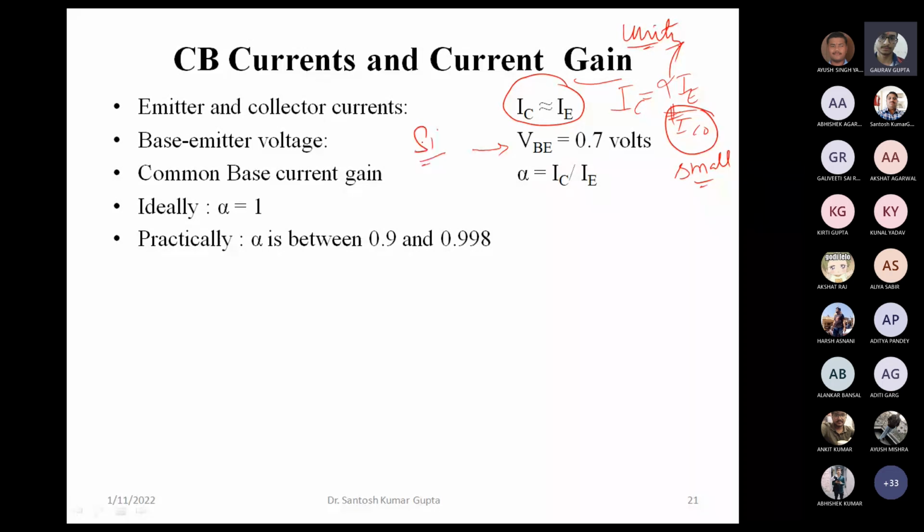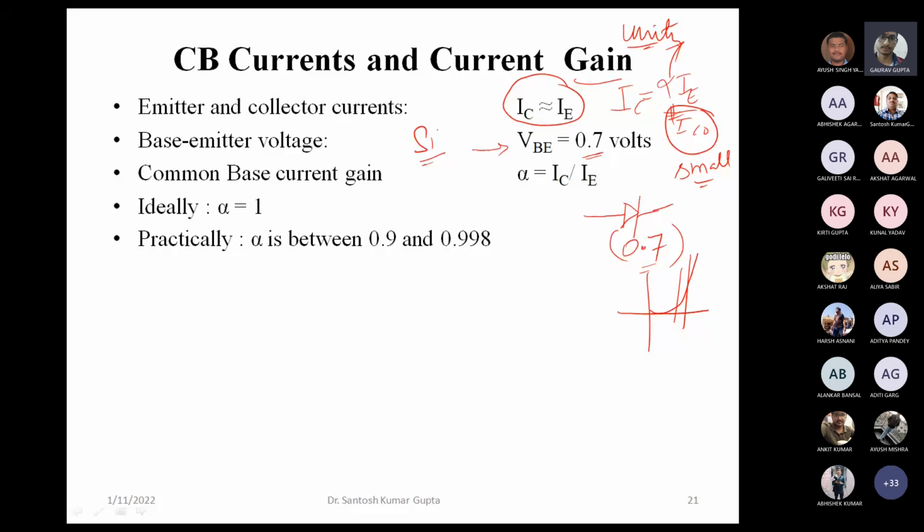Base emitter voltage for a silicon transistor, this is valid for a silicon transistor, VBE is 0.7 volt. 0.7 is similar to silicon diodes, in which for forward biasing, at least we have to apply a voltage of 0.7 volt. So that is the minimum voltage. Once it is forward biased to 0.7 volt, we have a huge change in the output current, sorry, this emitter current here.